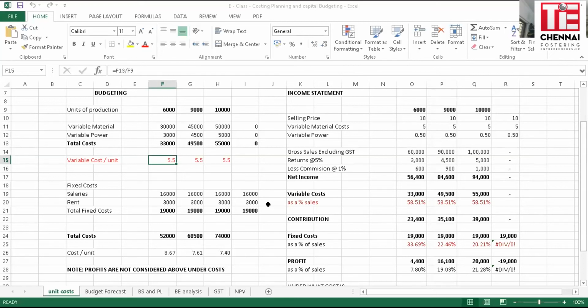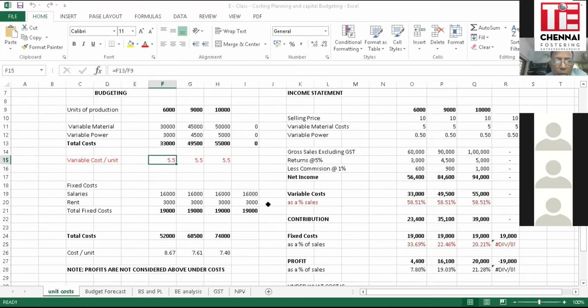Now let's come on to fixed costs. Your fixed costs are salaries, which is 16,000. Your rent is 3,000. Therefore, your total fixed cost, where my cursor is, is 19,000. Your total cost is 19 plus 33, 52,000.